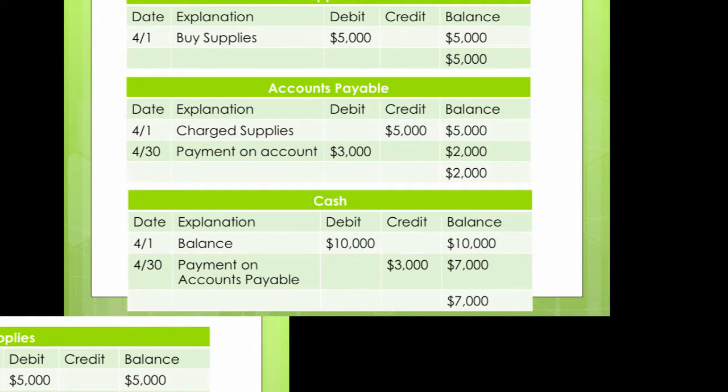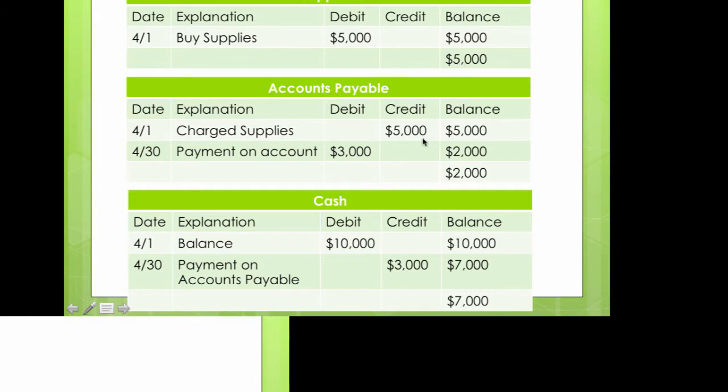You see how your accounts payable is $2,000 and your supplies account is $5,000. All you do is add your accounts payable to your $2,000 and your cash is $7,000.